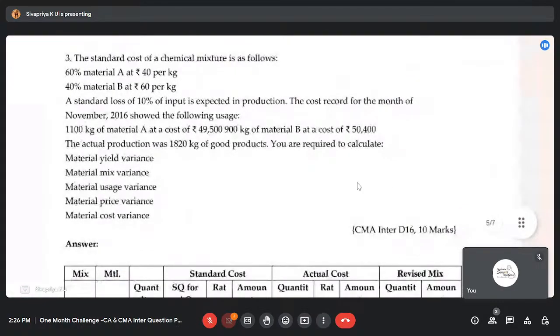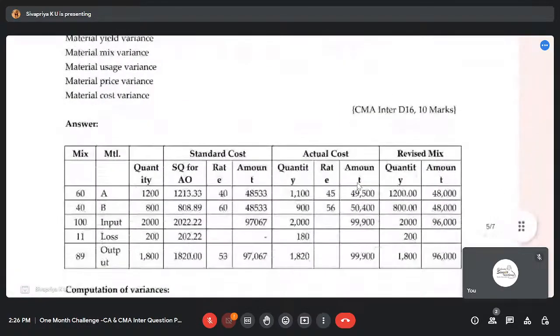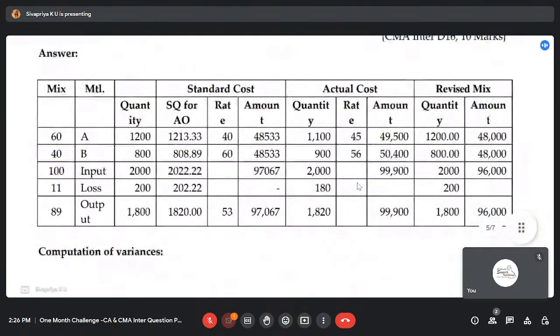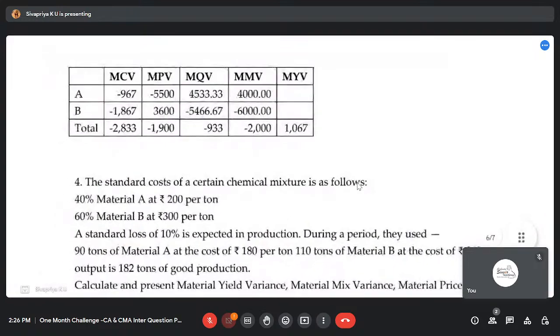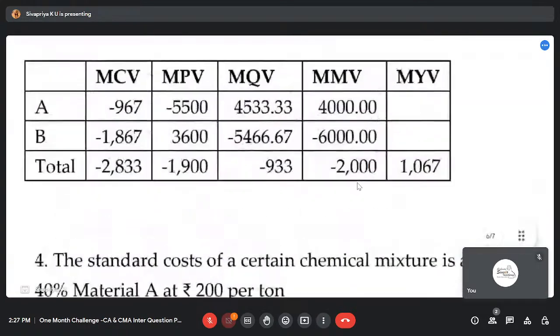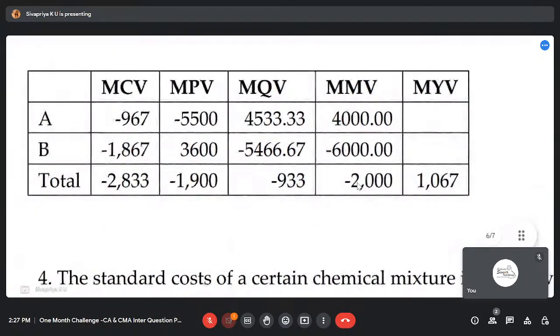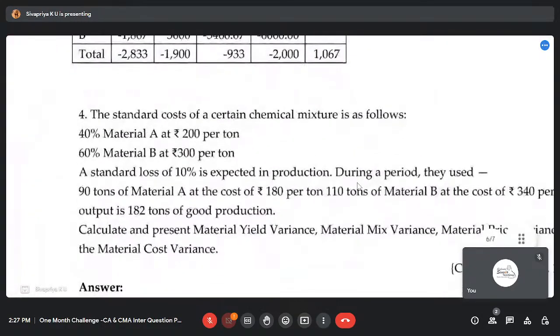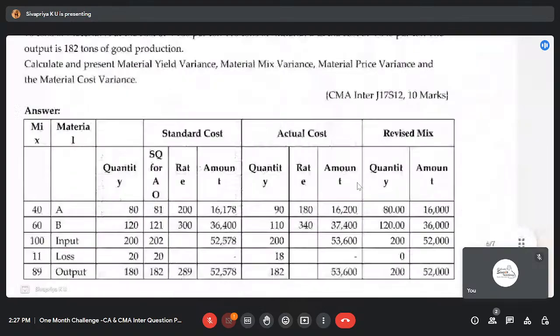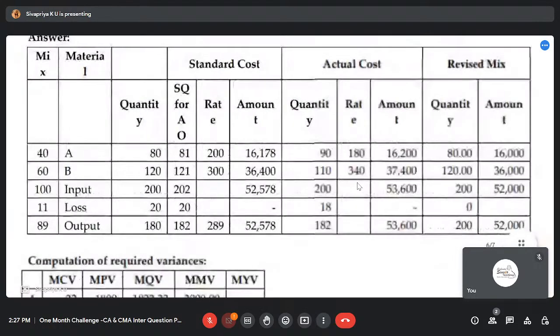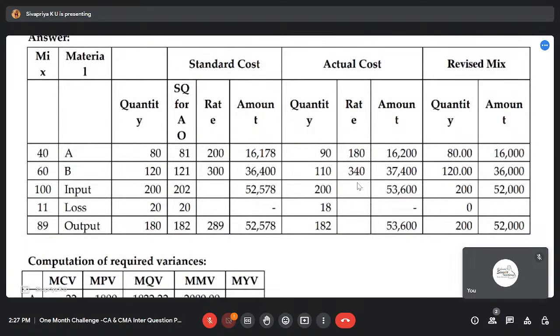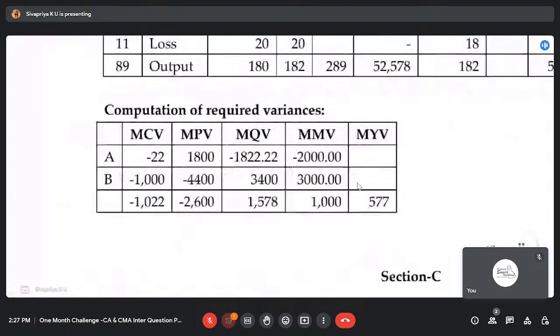The next is material variances. So these are the table for working. And computation of variance, this is the answer. Question number 4. Similarly, this is also variance, material variance. This is the table for working. And then these are the calculation of variance.